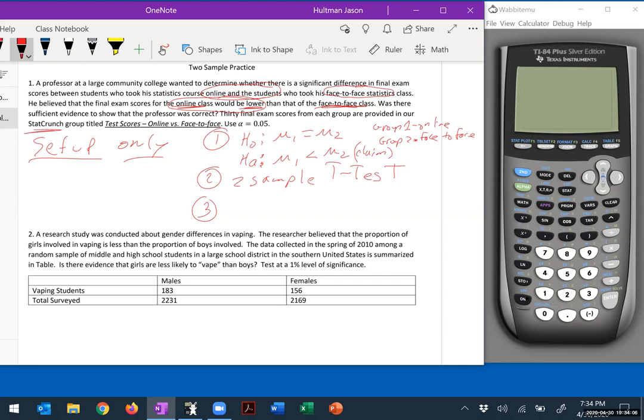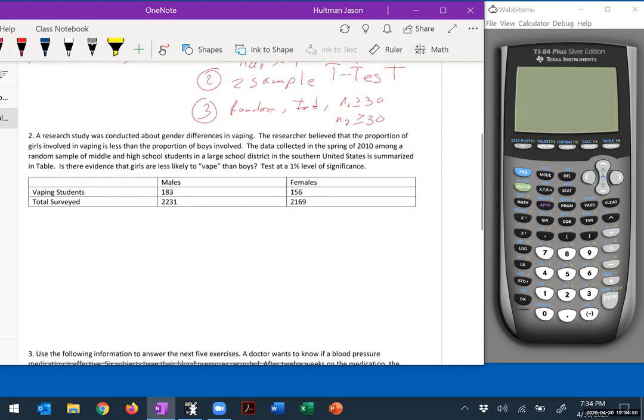Okay, what would be 3? Here, 3 would be I would have to test whether or not it's random assignment, if it's independent, and if each class was bigger than 30 or not. Is N1 bigger than 30 and N2 bigger than 30? So I would have to test that, and then I could run my stats with the data provided. We don't have the data provided, so we're only going to do the setup on that one.